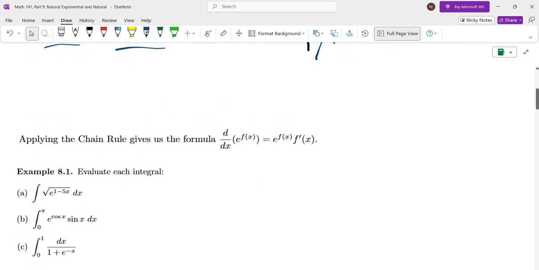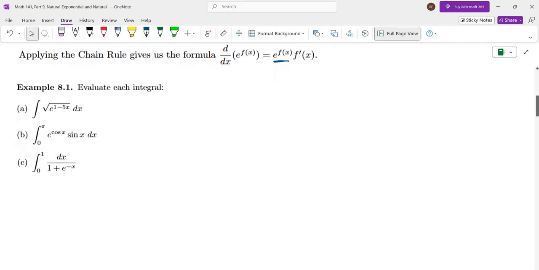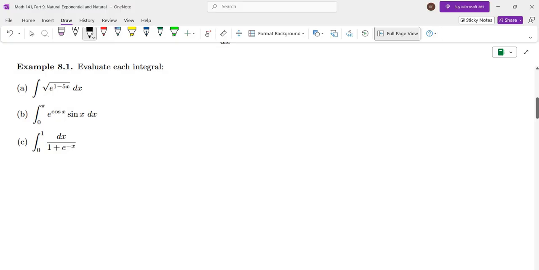Now, if you apply the chain rule to the exponential, the derivative of e to the power of f of x becomes the exponential, e to the power of f of x, times the derivative of the inside. So it is f prime of x. So let's do a few examples on that.